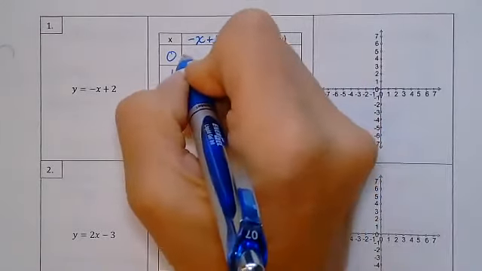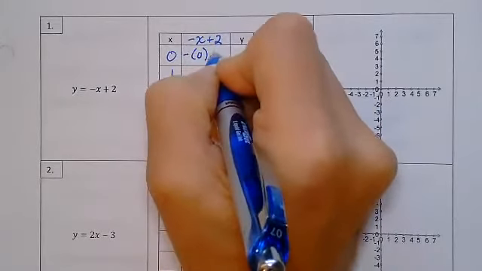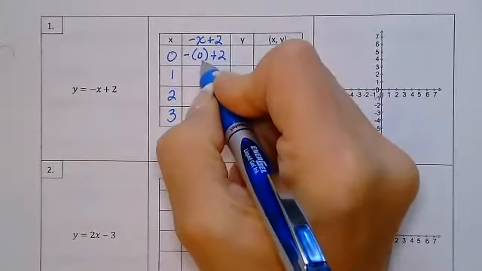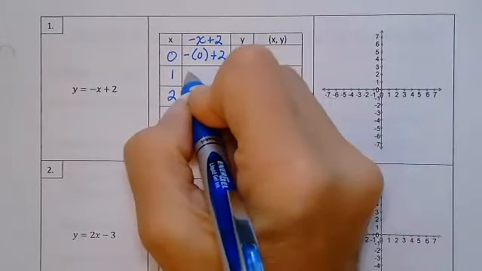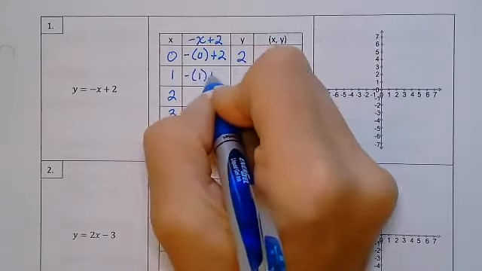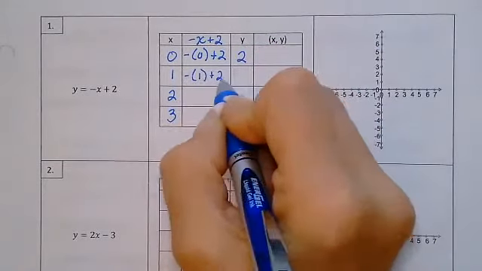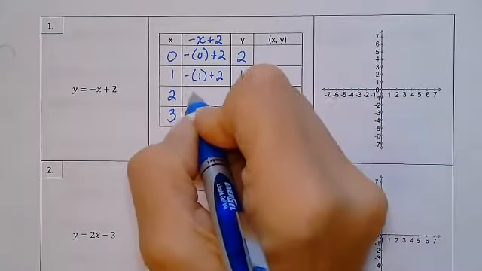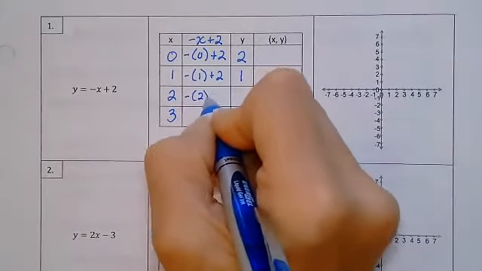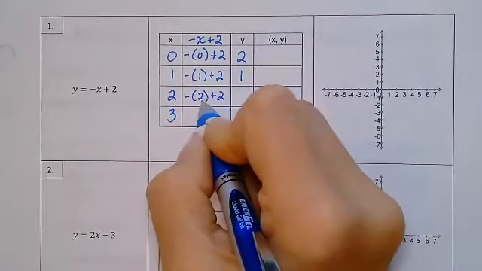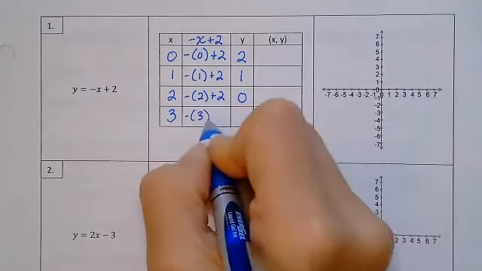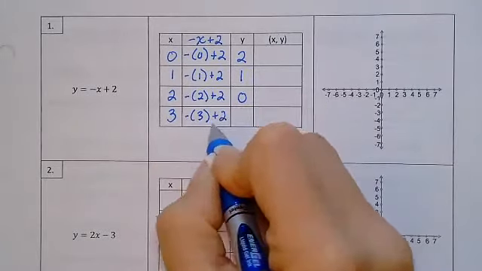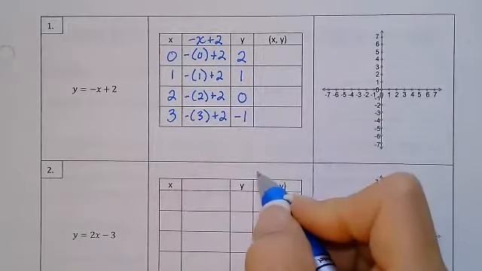So I'm going to substitute 0 for x. Well, -0 plus 2 is 2. Substitute 1. -1 plus 2 is 1. -2 plus 2 is 0. And -3 plus 2 is -1.